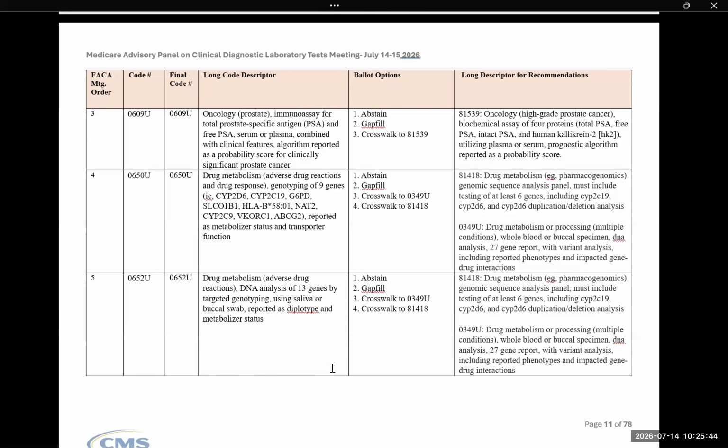Thank you. And are there any new options for the panel to consider? Or any other questions or comments from panel members or from CMS? If there are no additional comments or questions, panel members, please cast your votes now.